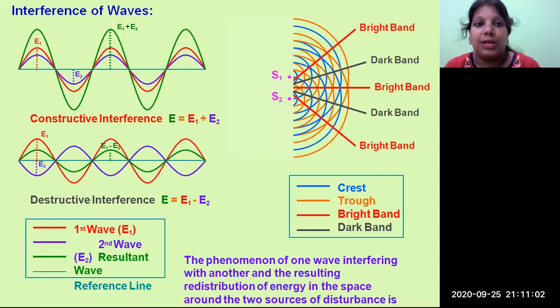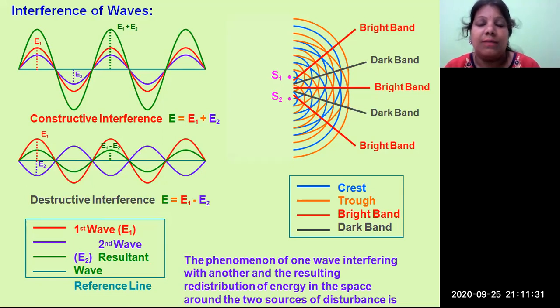Coming to the interference of waves. What is meant by interference? Interference is nothing but the superposition of two waves. Suppose two waves are propagating and combining with each other, superposing with each other, then you will get a resultant wave. If you observe the amplitude of that resultant wave, it is more than the individual waves' amplitudes.